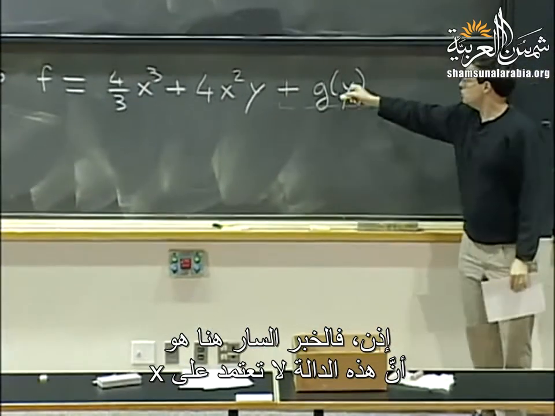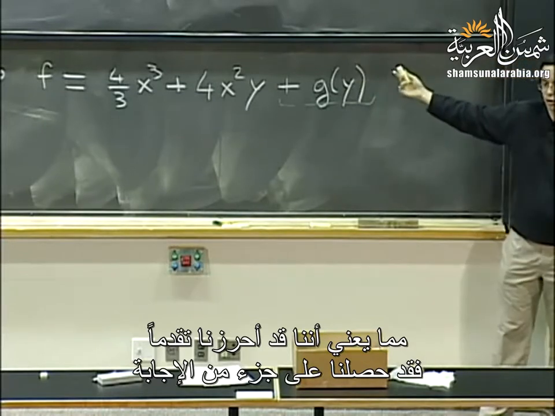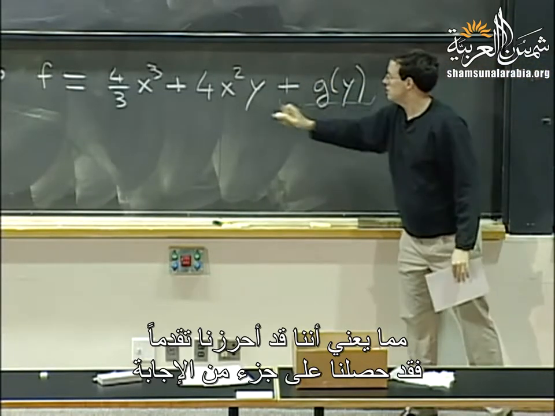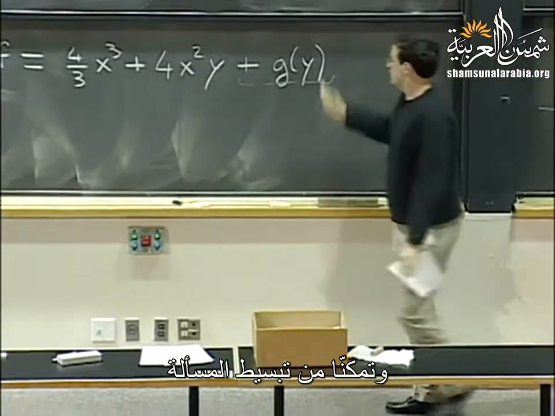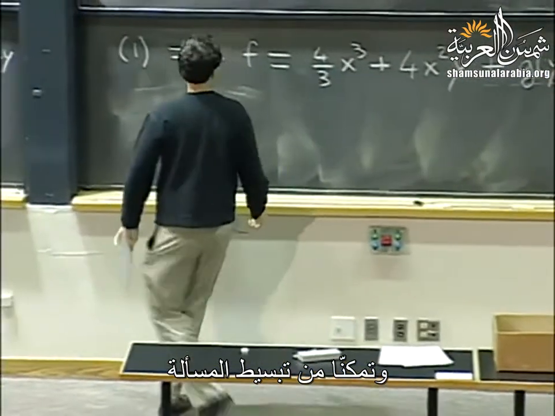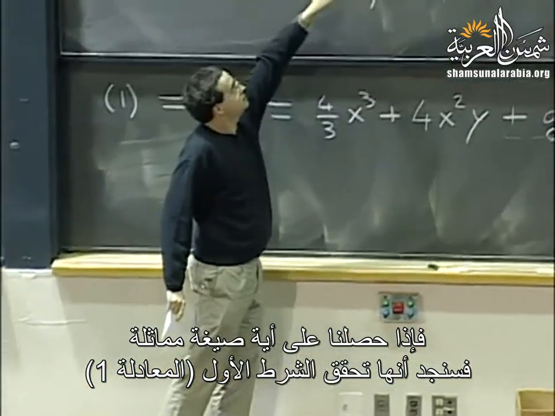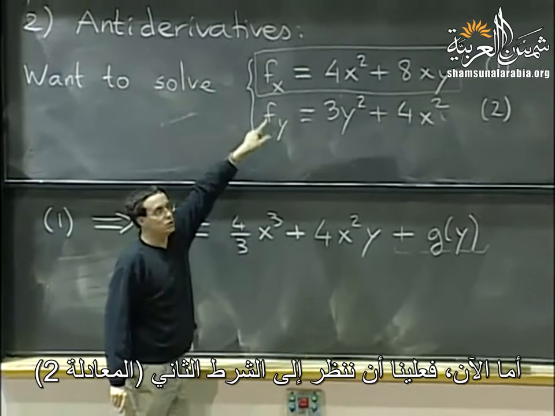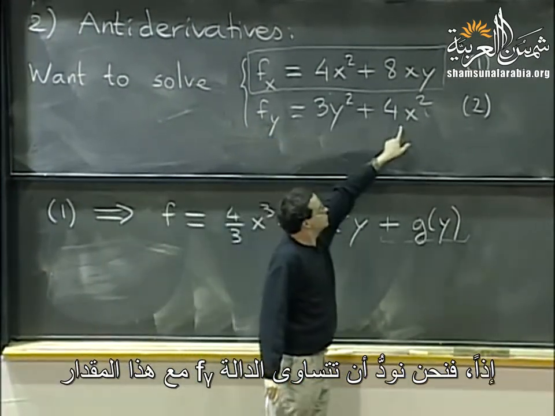The good news is that this function no longer depends on x, so we've made some progress. We've got part of the answer, and we've simplified the problem. If we have anything that looks like this, it will satisfy the first condition. So now we need to look at the second condition. We want f sub y to be that.